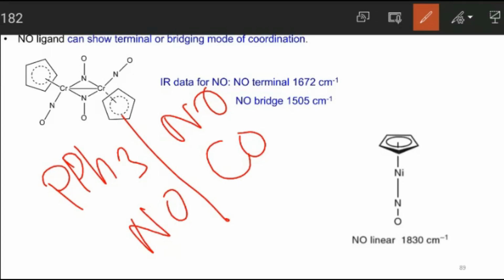What is the reason for the two pi accepting ligands to occupy the trans position?